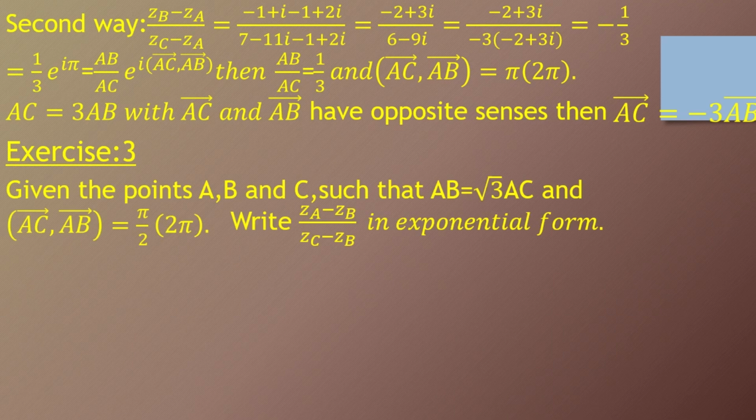Exercise 3. Given the points A, B, C such that AB equals radical 3 AC and the angle AC, AB equals pi by 2 mod 2 pi. We have to write zA minus zB over zC minus zB in exponential form. We have the angle between AC and AB, and AB with respect to AC. So what do we have to do? To draw a figure. Then we calculate zA minus zB over zC minus zB. If we have AB and BC, we can calculate this fraction.